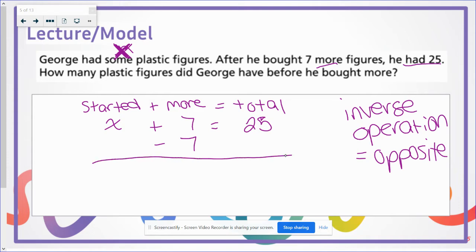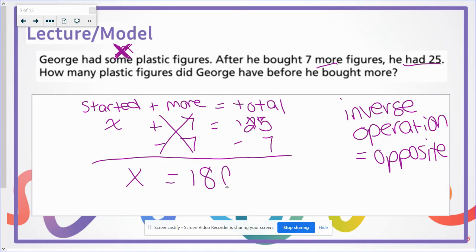Now, if we remember our properties of equality, if I subtract the 7 off of one side, I also have to subtract the 7 off of the other side to keep things balanced. So on the left side, if I added 7 and then subtracted 7, that's just going to cancel out. So I'm only left with my variable x. And then 25 minus 7 is going to give us 18.